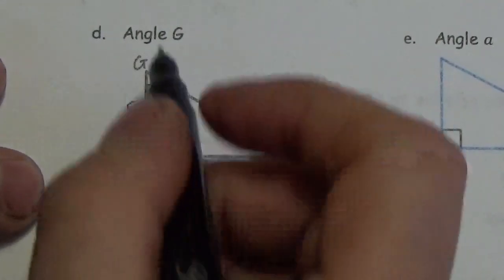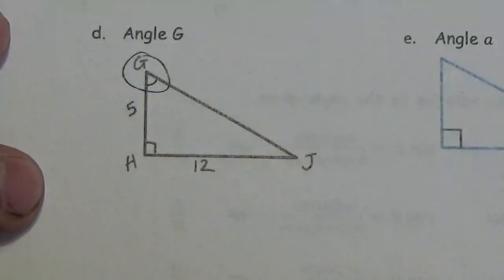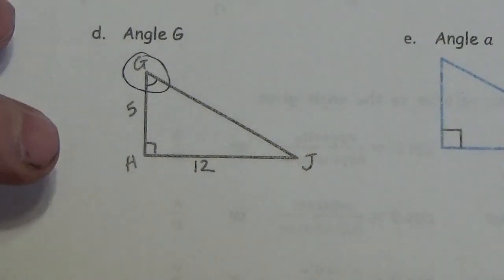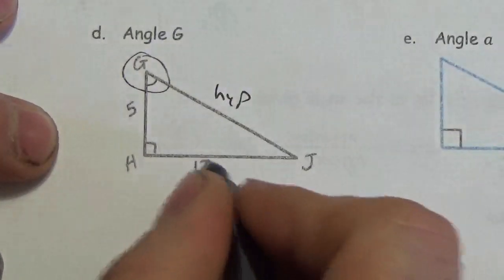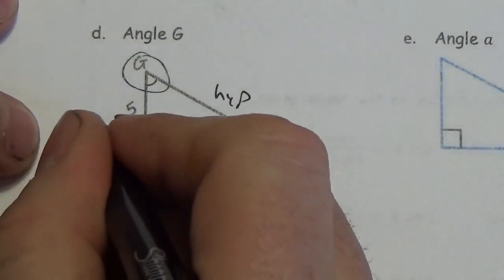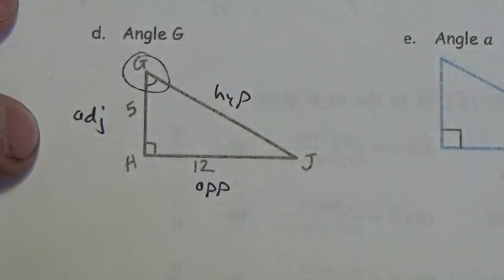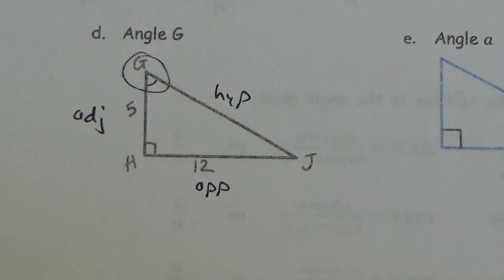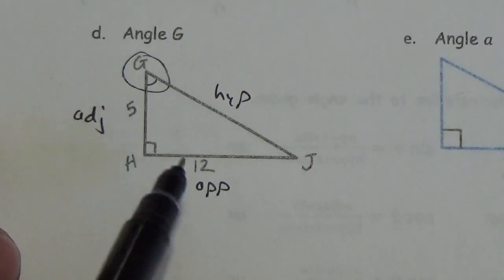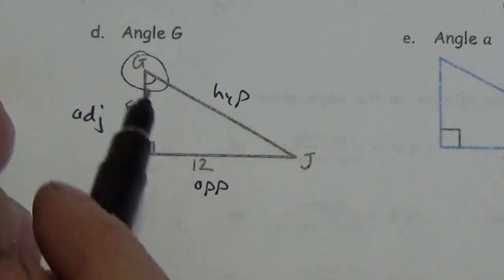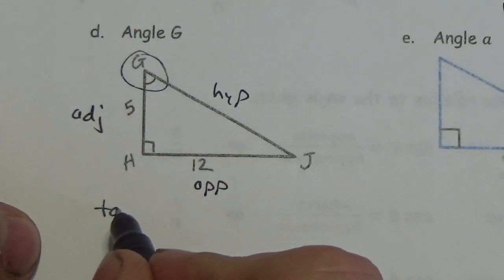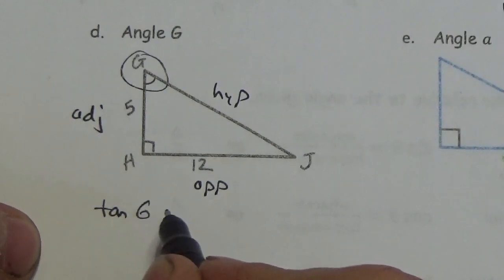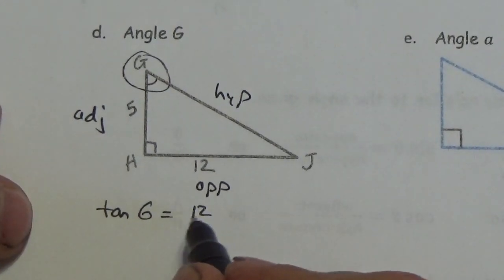I want to find angle G. That's the important angle to me. That's how I'm going to now label this triangle. This is the hypotenuse. Down here, this 12 is the opposite side, and this 5 is the adjacent. Now, I don't know what my hypotenuse is. That's not to say I couldn't figure it out. I do have the Pythagorean theorem, so I could figure that out, but I don't need it. Okay, I know the opposite and I know the adjacent to G, which means I should be able to figure out what the tangent of G is. Okay, that's going to be 12 over 5.